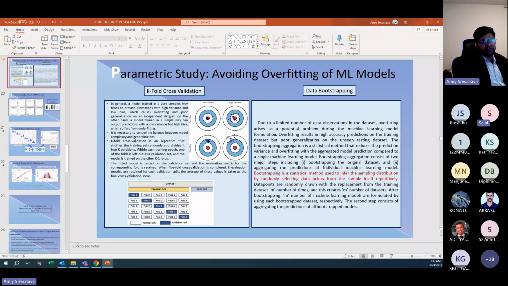So here, what did I do? What does this fold mean here? Like fold cross validation, what does it mean?